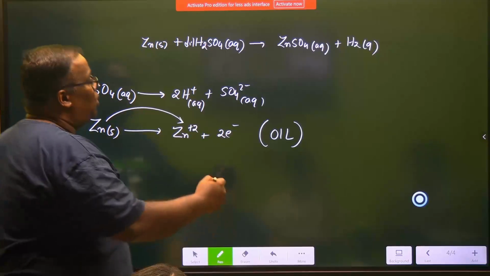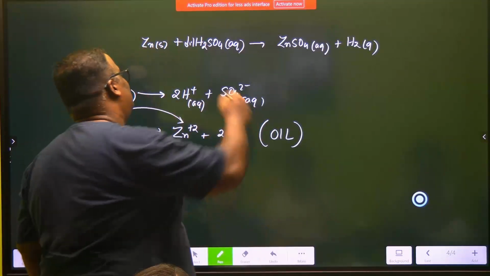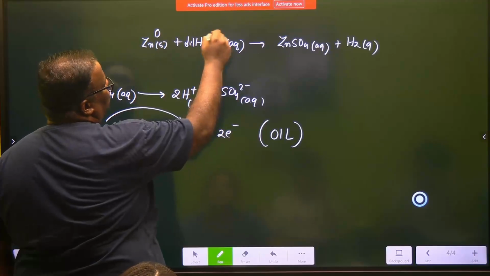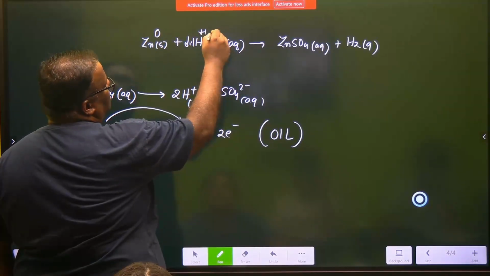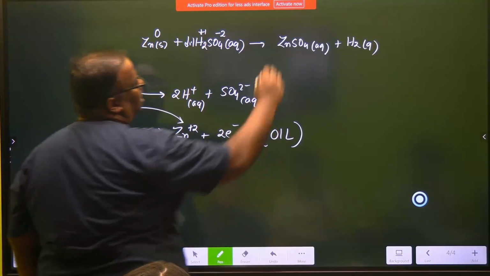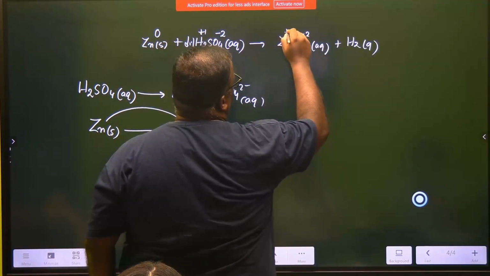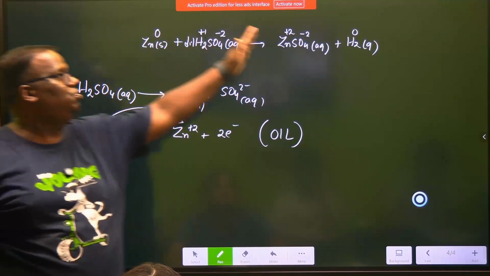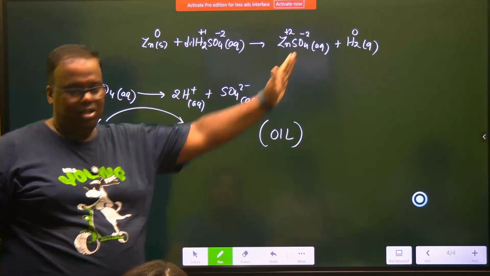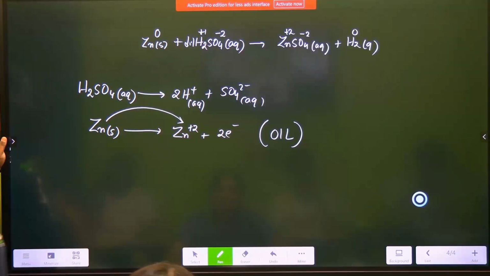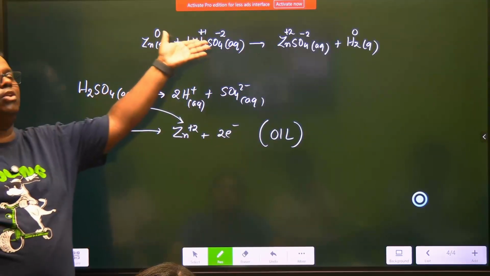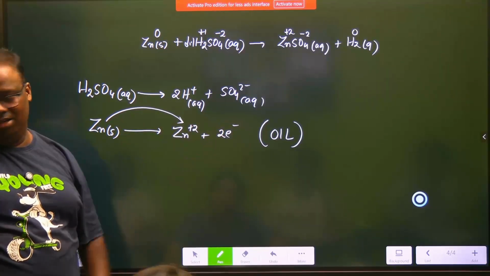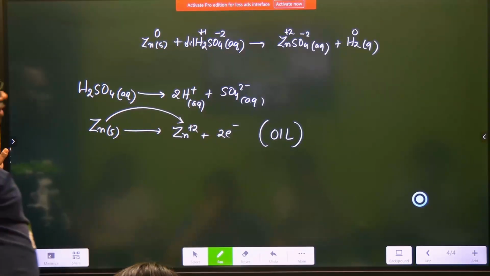If you want to do it with oxidation state, let's do. What is the oxidation state of zinc here? 0. What about sulfur? This is -2. Hydrogen is +1 and sulfate is -2. Then here, this is -2, this is +2, and this is 0. Look at the oxidation state of zinc. From 0, you became +2. Oxidation. So here also it's oxidation. So far you were doing only by oxidation state. Now you are dealing with electrons. This is OIL. Right? Fine.